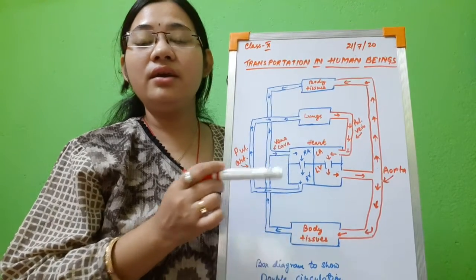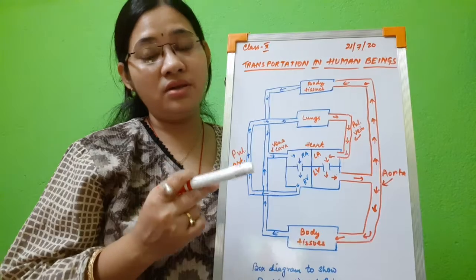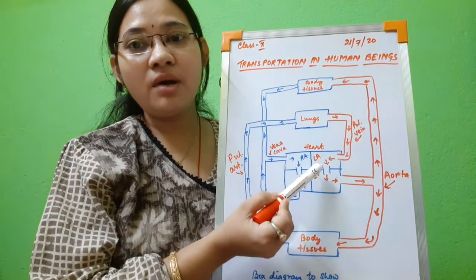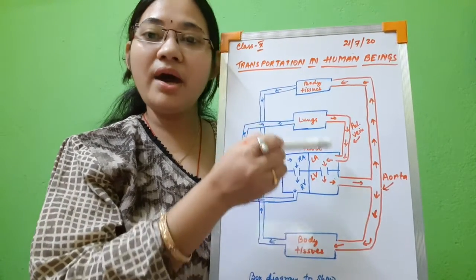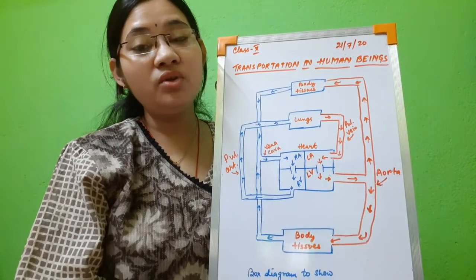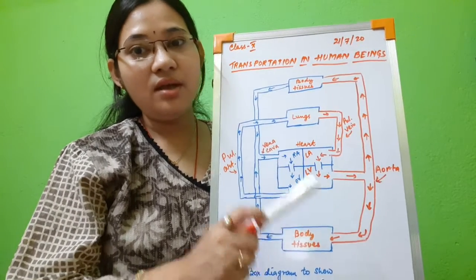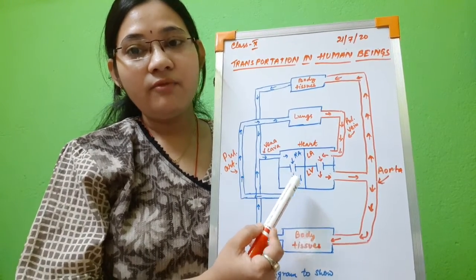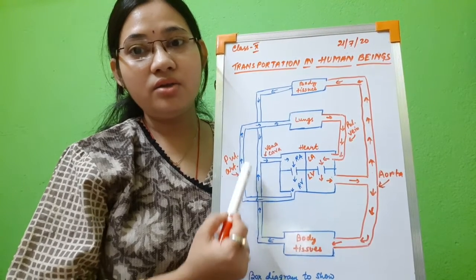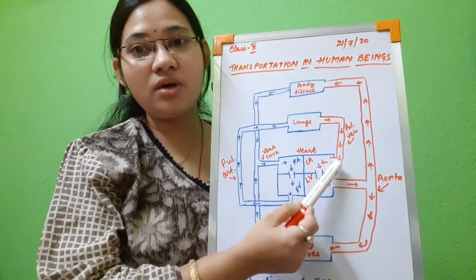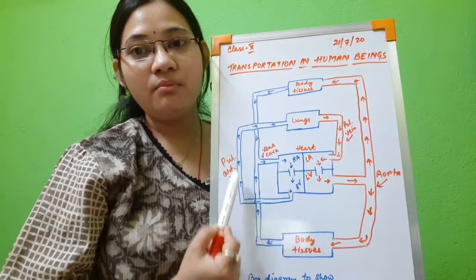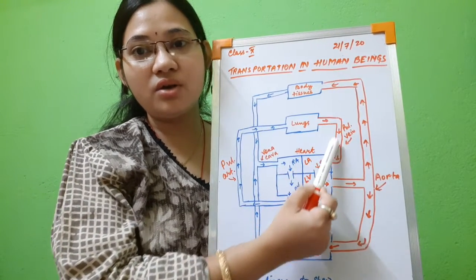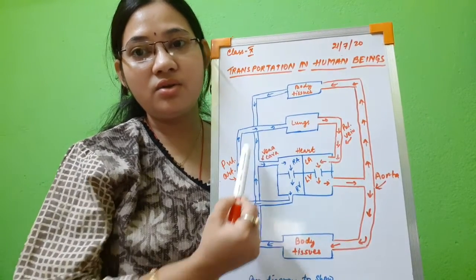So here we see there are two different types of circulation. The circulation from heart to lungs and back to heart is called pulmonary circulation. Once again, the circulation of blood from heart to lungs and then back to heart. So this is called pulmonary circulation. This box is called pulmonary circulation.